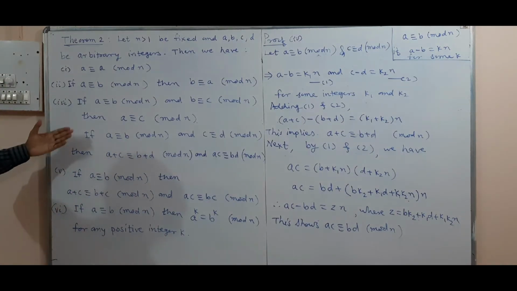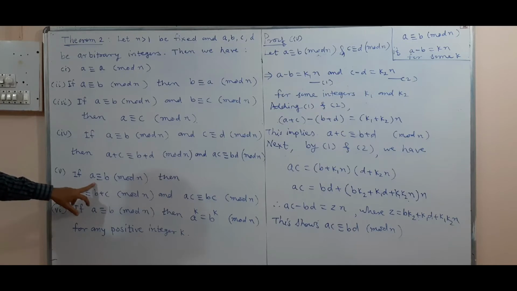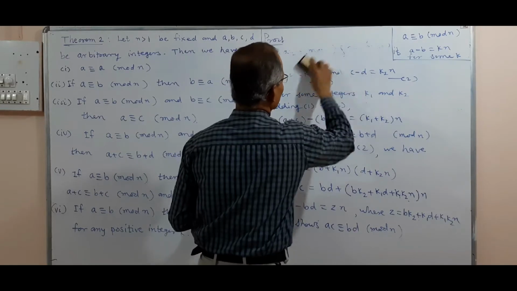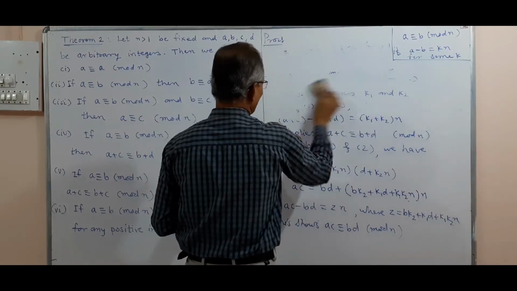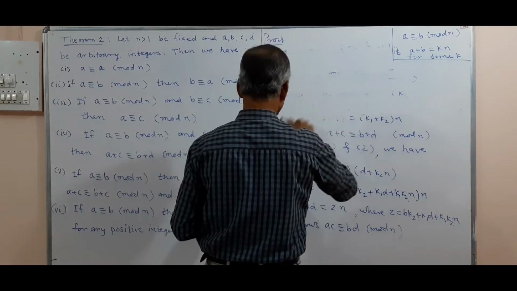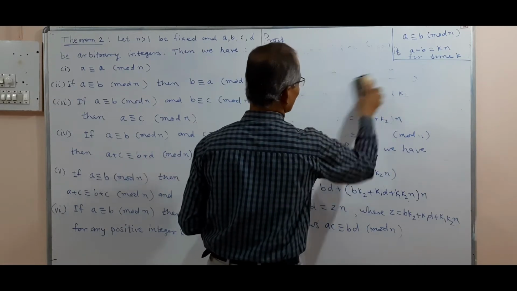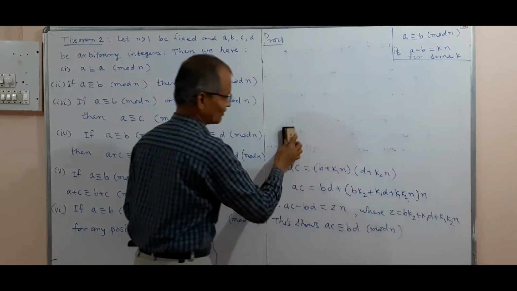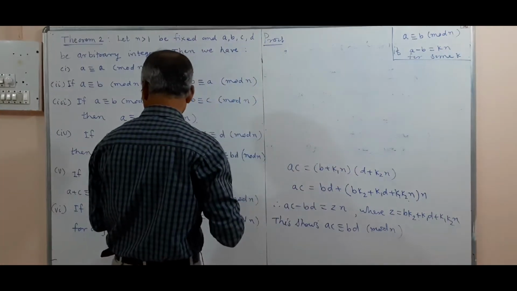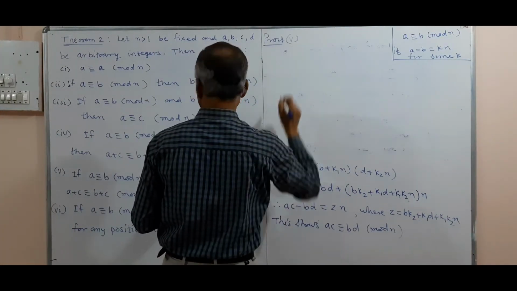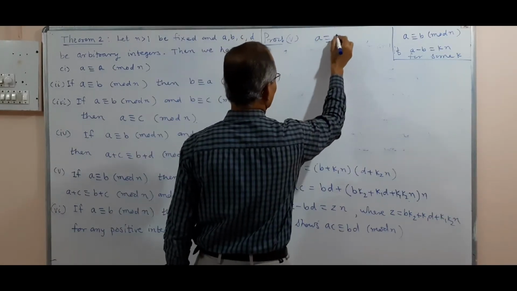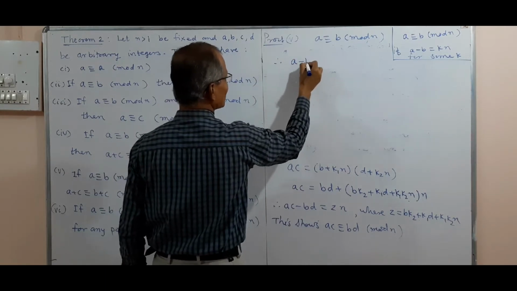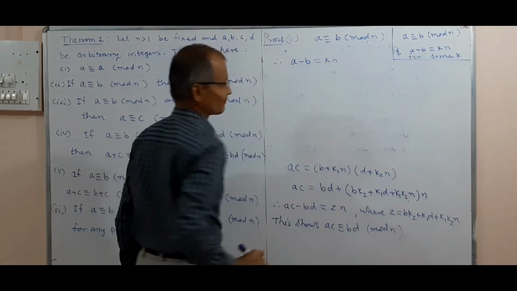Now this is also similar to the fourth, only the difference is that a single congruence is considered. We have proved the fourth. Now the proof for the fifth. A is congruent to B. Consider it, apply the definition. We are using only the definition of congruence. Fifth property, A congruent to B mod n. So therefore A minus B is equal to Kn for some k.